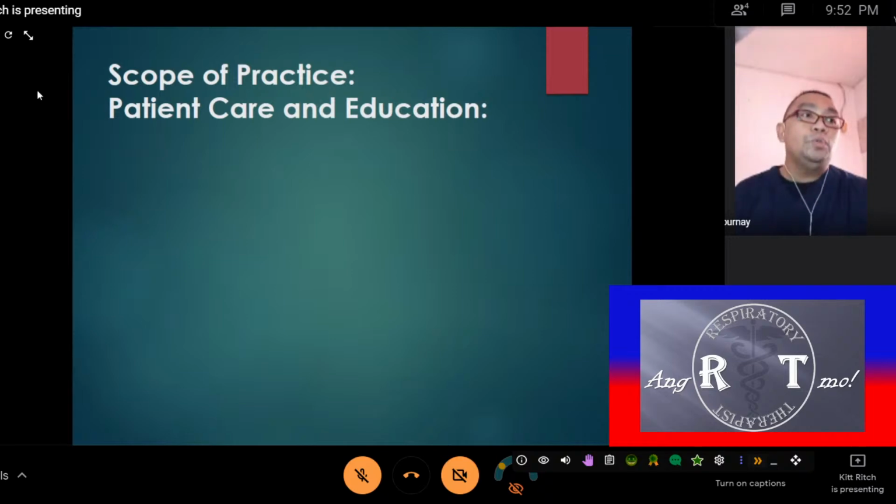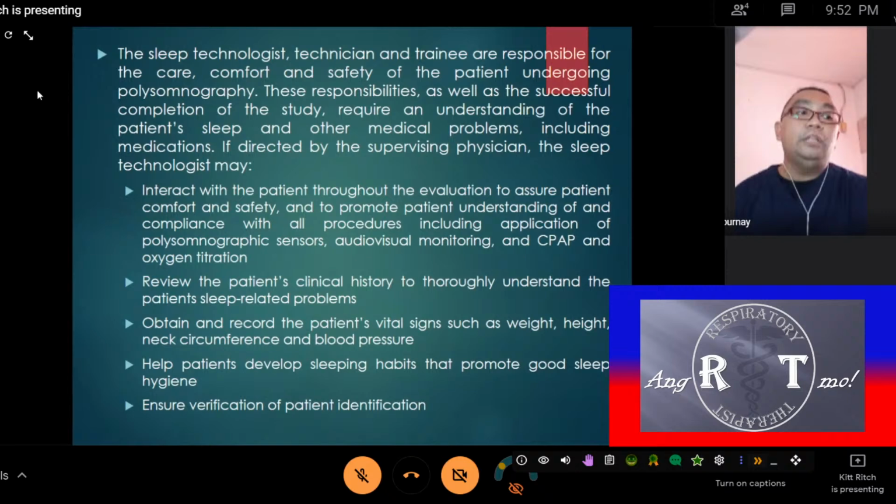Now, aside from the two scopes of practice that I discussed previously, you also need to interact with your patients in terms of the CPAP titration, and you're also going to assure the patient throughout the duration of the sleep study of their comfort and safety, and promote the patient's understanding and compliance with all the procedures with regards to the sensors or the electrodes during the sleep study, and also the CPAP and oxygen titration, because if the patient isn't understanding what they're doing and why they are performing this sleep study, then there will be a possibility of miscommunication in the performance of the sleep study.